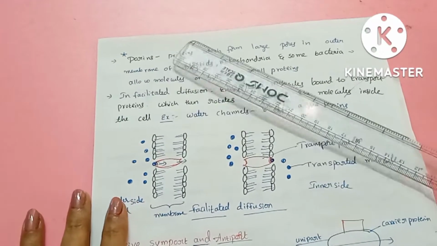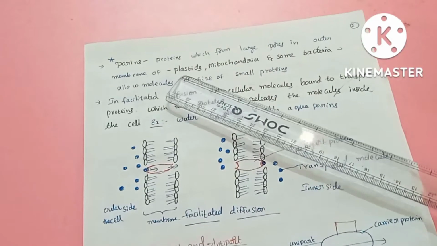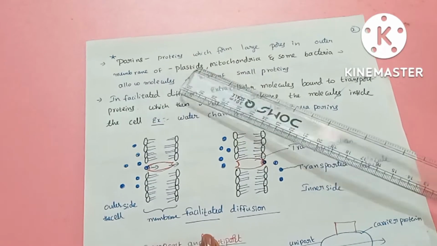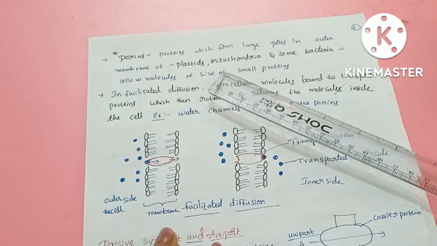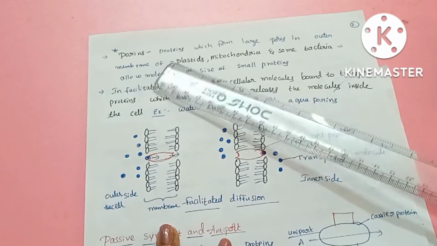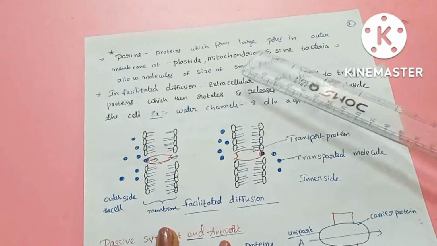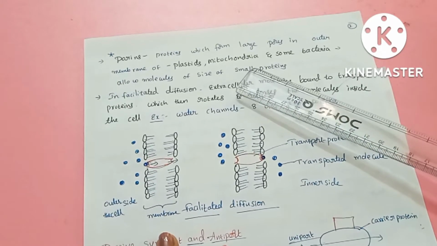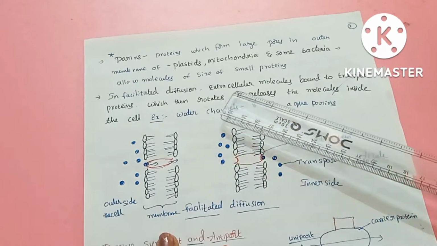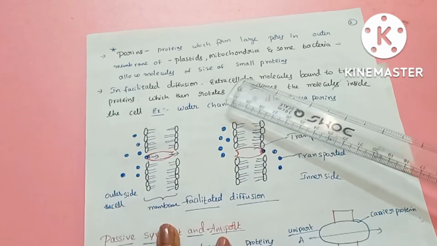Next one is porins. So what are porins? Porins are proteins. These are present in plastids, mitochondria, and some bacteria. These porins form large pores in the outer membrane of these plastids, mitochondria, and bacteria. Through those porins, small sized particles will enter.